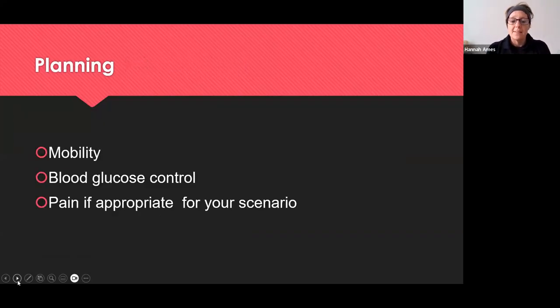Other care planning things for the station. So again, there might be some mobility issues. You might want to write one on blood glucose control and thinking about educating Erin to be able to manage her blood glucose control better. And there might be pain as well. Pain is a good care plan to prep for all your scenarios. If it's appropriate to this scenario and your patient has got pain, then that is something you can write about as well.